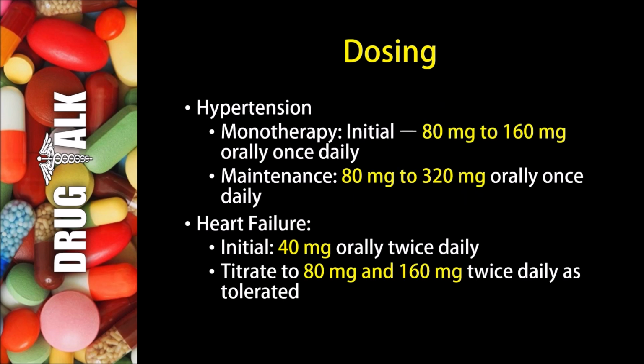Note about dosing with Valsartan. So in the treatment of hypertension, if it was used as monotherapy, the initial dose would typically be 80 to 160 milligrams orally once daily, with the maintenance dose coming in between 80 and 320 milligrams orally once daily. In the treatment of heart failure, the initial dose would be 40 milligrams orally twice daily, and this dose can be titrated to 80 and then to 160 milligrams twice daily as tolerated.